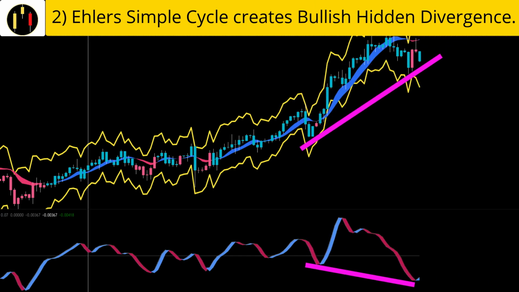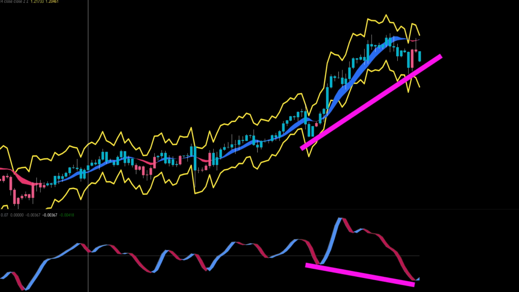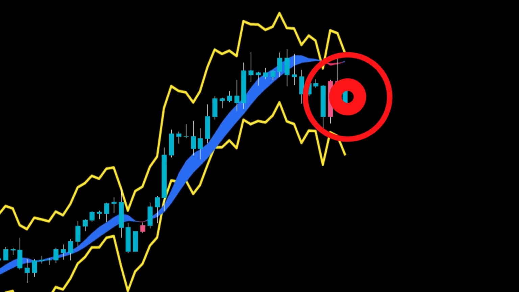We can see here that price pulls back to make a higher low and the indicator creates a lower low, forming a bullish hidden divergence. Both these rules converge on this candle here. This is our trigger candle.